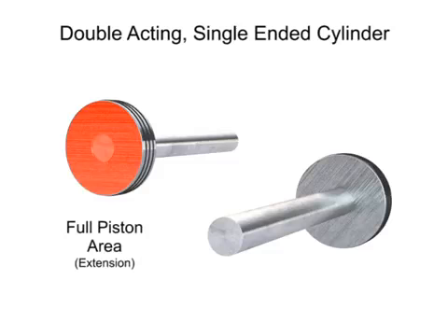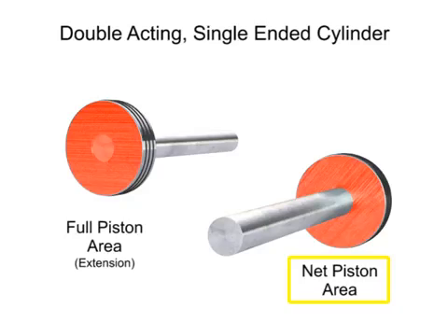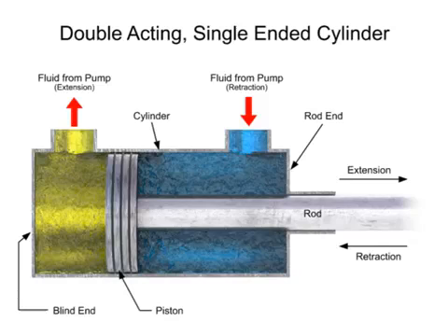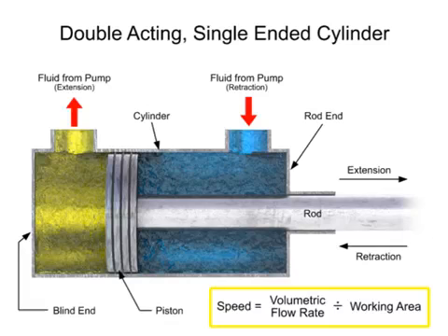The next significant working area is called the net area. This area is the size of the full piston area minus the area of the rod. The net area feels pressure when the cylinder retracts. The speed at which the piston extends and retracts is calculated using the volumetric flow rate divided by the area for the incoming fluid.